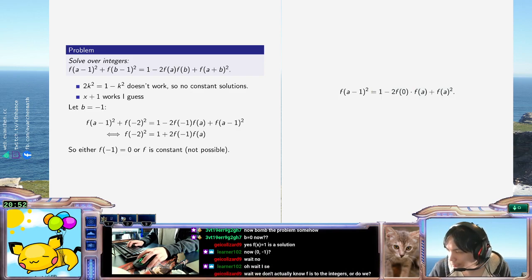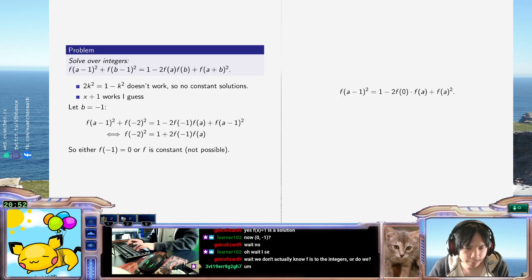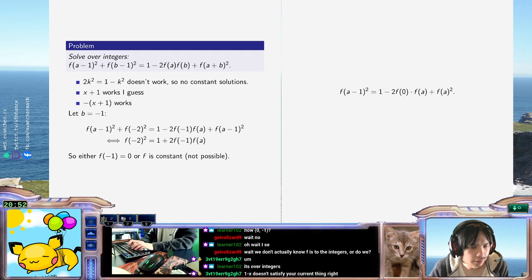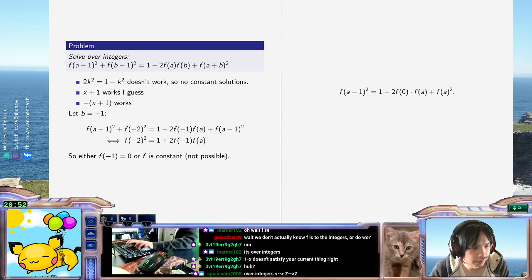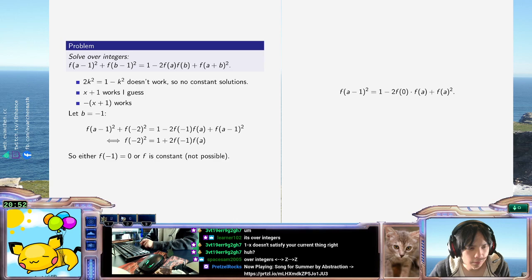Does 1 minus x work as a solution? I better verify that. Or like the negative. Oh, okay, so minus x plus 1 works, if you negate the old thing. And in general, f works if and only if minus f works, because the whole thing is even.